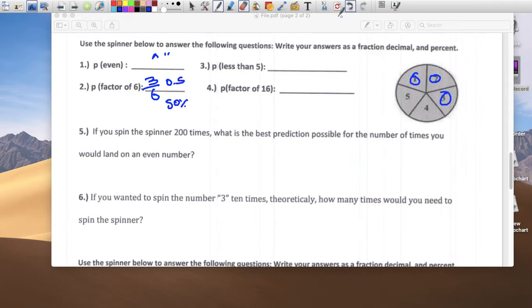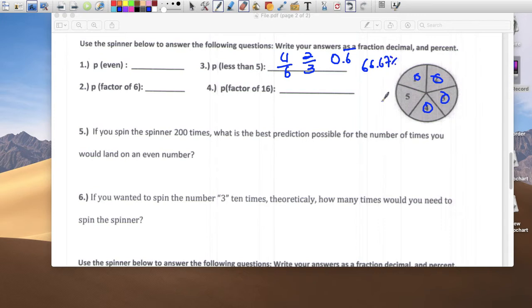Less than 5. Less than 5 will be 4, 3, 2, 1, or 4 out of 6, or 2/3 if you reduce it, and we get 0.6 repeating, or 66.67% if you round it to the nearest hundredth.